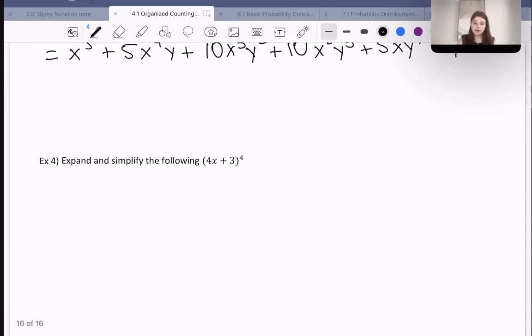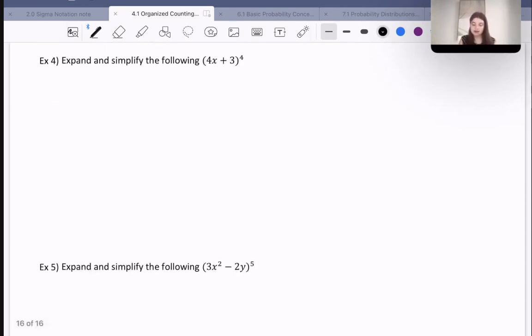All right, how about this one? 4x plus 3 to the power of 4. With this one, we might actually need a little bit more expansion in some ways. So let's try this one. Here we are going to have 4x to the power of 4, first and foremost. Then we're going to have the next coefficient, so 4 times 64 times 3x cubed, right?